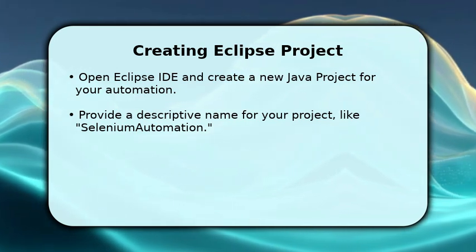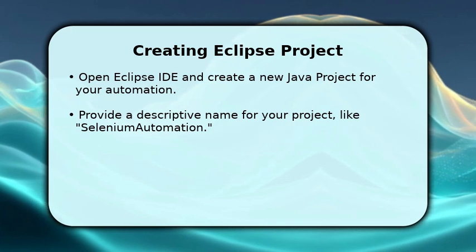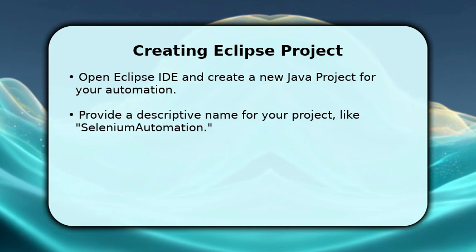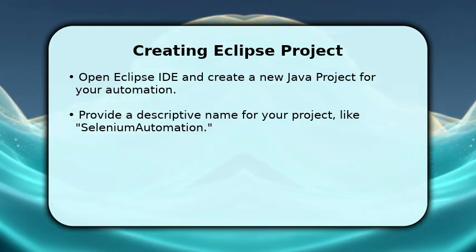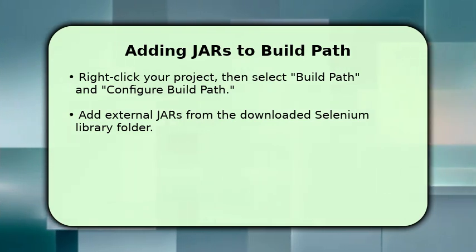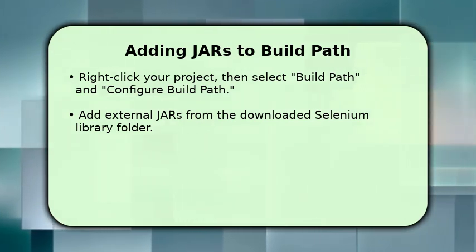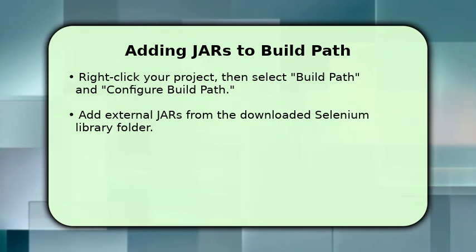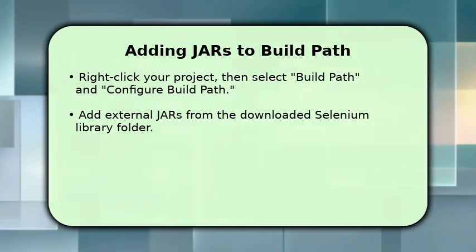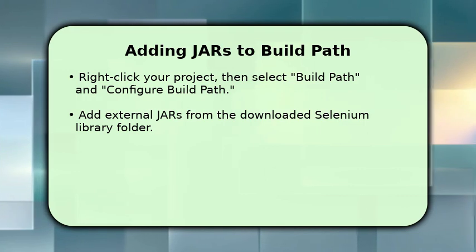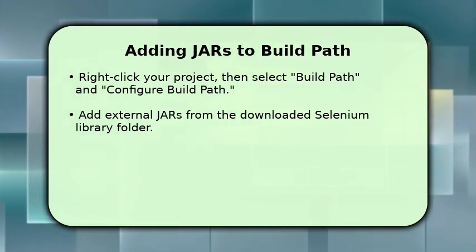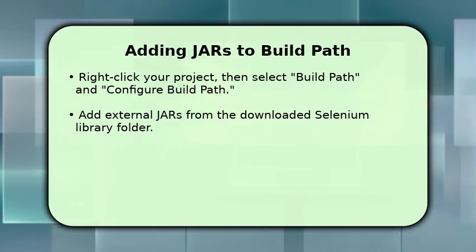This project will serve as the container for all your Selenium test scripts and configurations, keeping your workspace organized and efficient for development. Now, let's integrate the downloaded Selenium JARs into your Eclipse project. Right-click on your newly created project in the Package Explorer, then navigate to Build Path and select Configure Build Path.